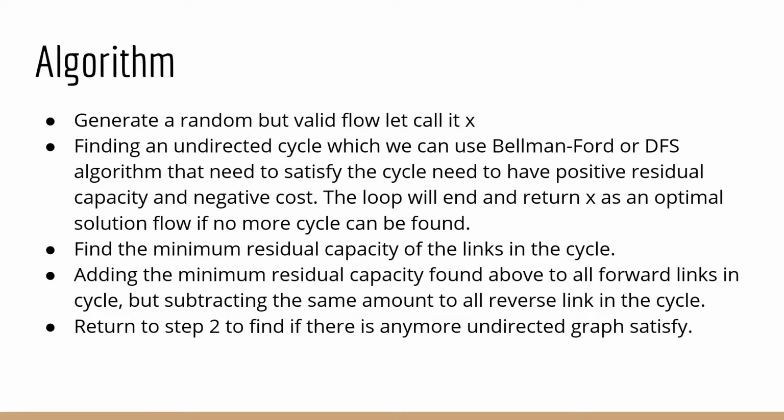So the third step is to find the minimum residual capacity of the link in the cycle. Fourth step is adding that minimum residual capacity we found to all forward links in the cycle, but subtracting the same amount from the reverse links in the cycle. And the final step is to return to step 2 to find if there are any more undirected cycles that are not satisfied.